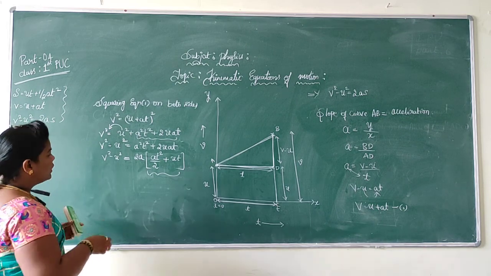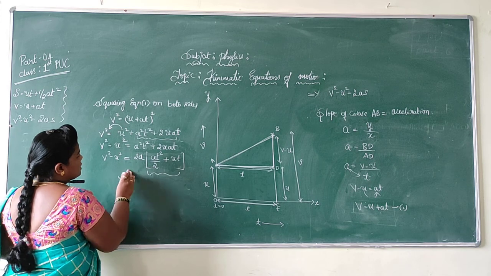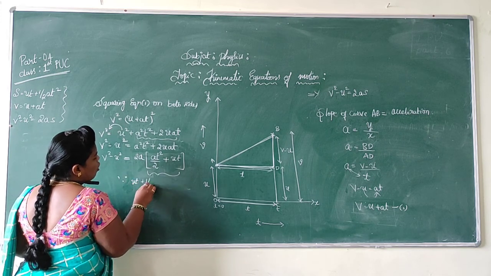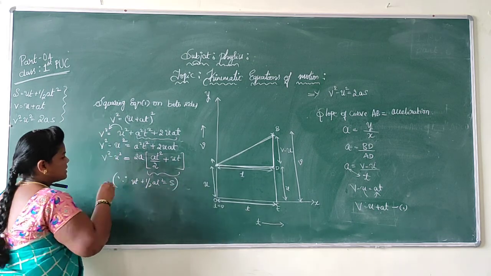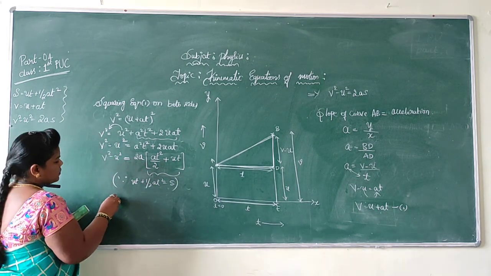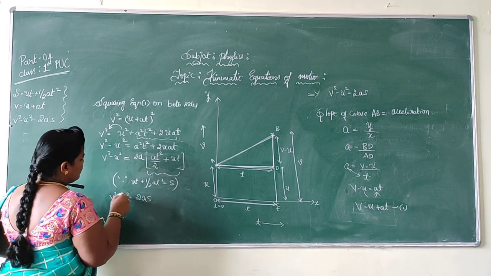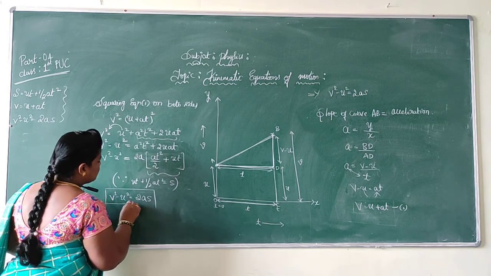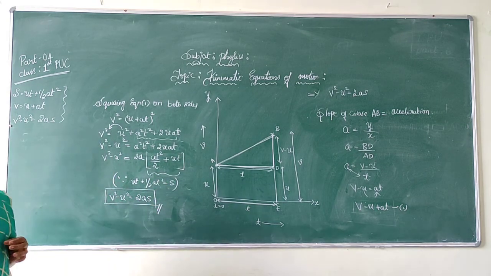You know that from the second equation of motion, ut plus half of at square is equal to displacement, that is said to be s. I am replacing s over here, so that v square minus u square is equal to 2a into s. Finally, we have the third equation of motion. So these are the 3 equations of motion.